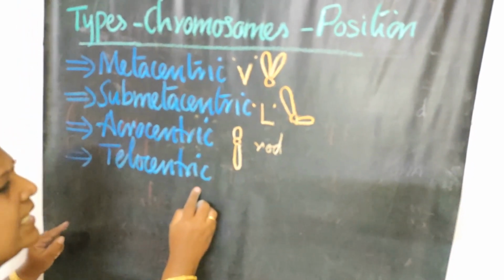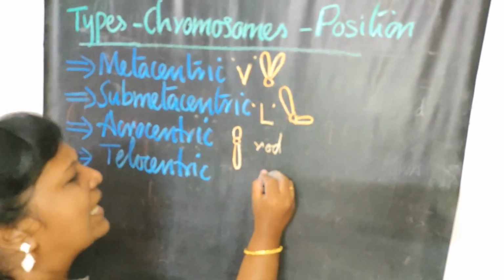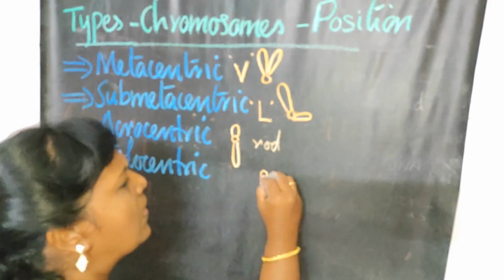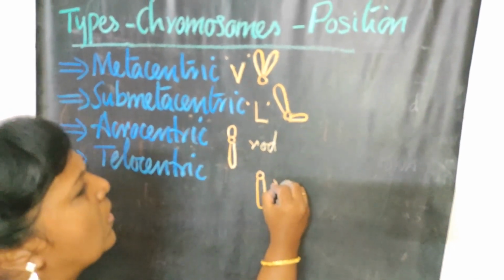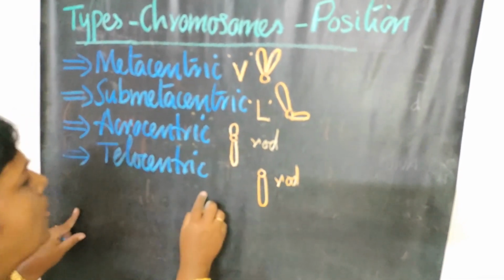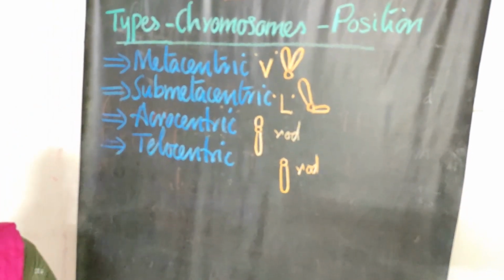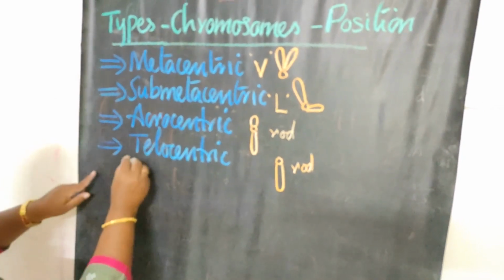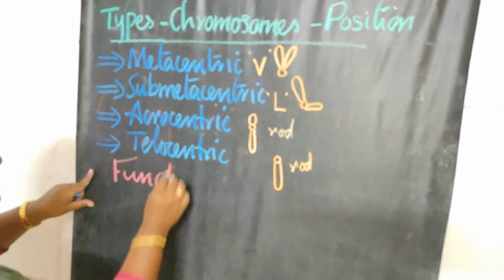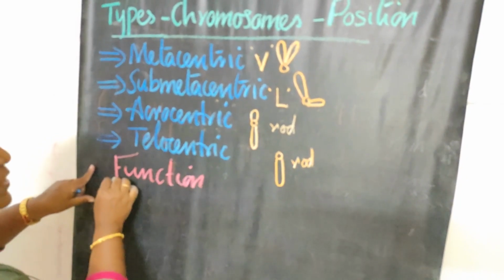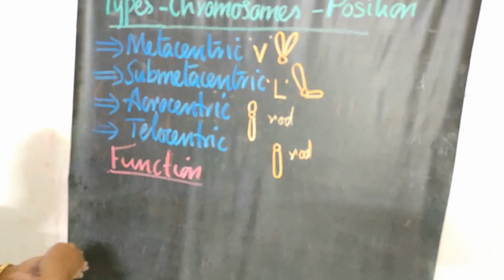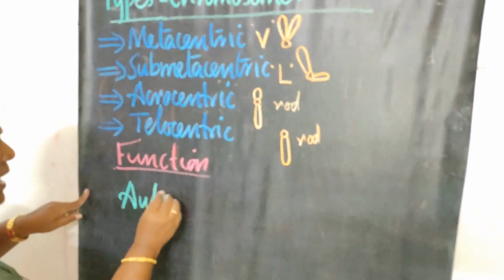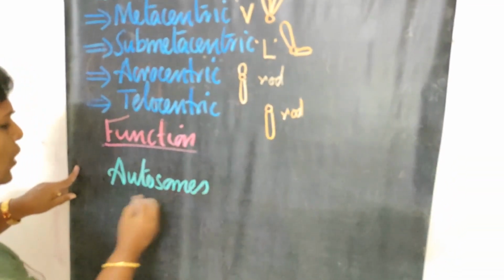And telocentric. In telocentric, the centromere lies at the proximal end and it has a long arm. It is also rod shaped. Then based on the function, the chromosomes are classified into two. They are autosomes and allosomes.